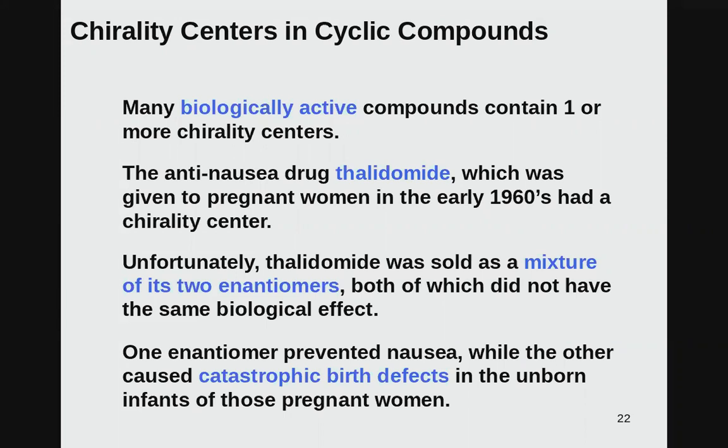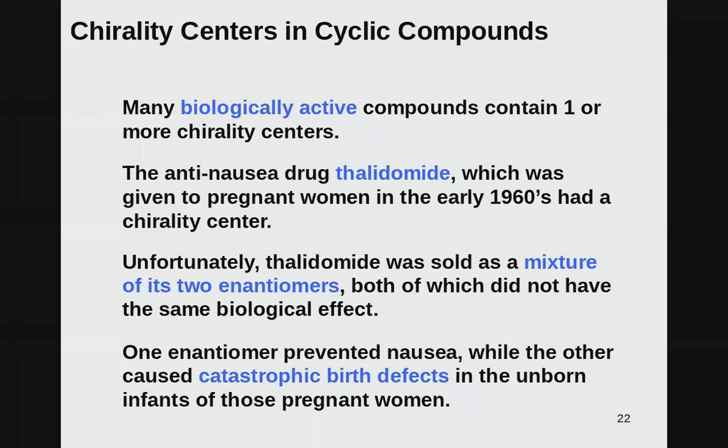Now, many biologically active compounds contain 1 or more chirality centers. So for instance, I have 2 slides on this. Thalidomide, it's used for a couple different things, but in the late 50s and 1960s it was used as an anti-nausea drug, and it was given to pregnant women in the early 60s, and this had a chirality center. Interestingly enough, because it had a chirality center, it had 2 enantiomers. The thalidomide that was being sold to pregnant women was a really, really effective anti-nausea drug. I'll just make mention of that.